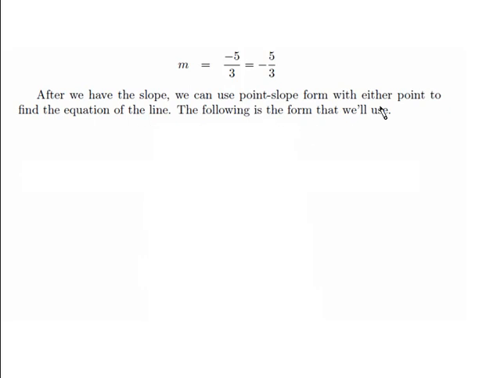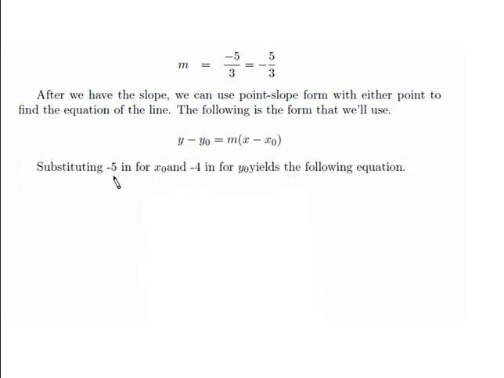If I use point slope form, then this is point slope form: y minus y naught, or y sub 0, or you could make it y sub 1, whatever, equals slope times x minus x naught, or x sub 0, or x1, just be consistent there. Here we'll substitute in either one of our points. I'm going to substitute -5 for x naught and -4 for y naught, and so that will give me this equation: y minus -4 equals -5/3 times x minus -5.